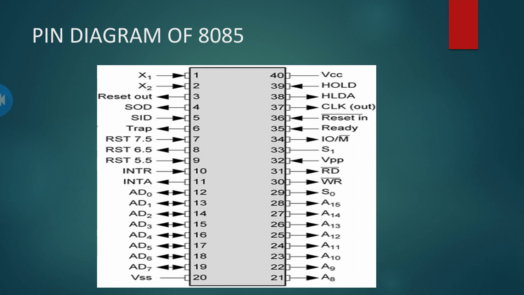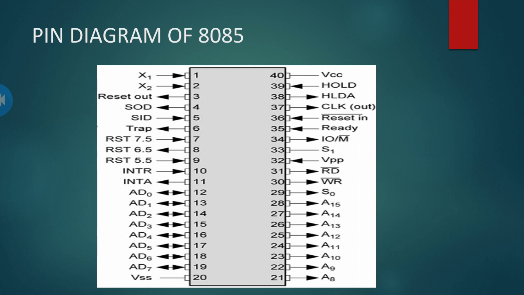IO slash M bar. IO is input output and M bar means memory, whether the operation is for input output devices or memory. If the value is 1, it means it is for input output, and if the value is 0, because there is a bar on the M, it means the operation is for memory, where we have to write the data, or from where we have to read the data. And S1, S0 are the status signals which tell whether the operation is for input output devices or for memory. Read write pins tell whether the operation is for reading the data or writing the data.